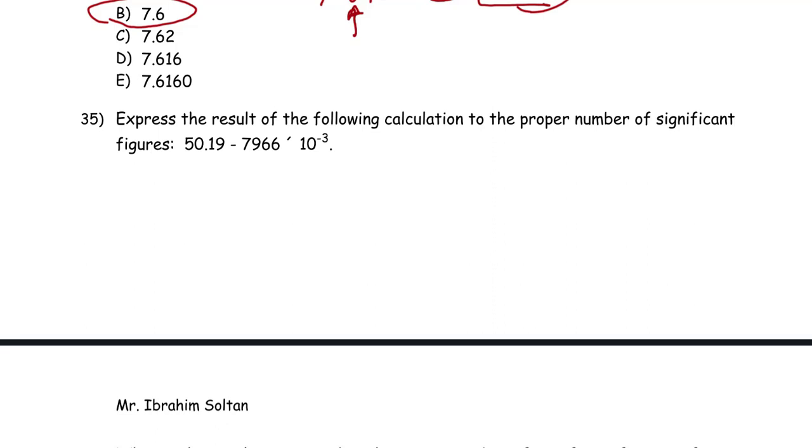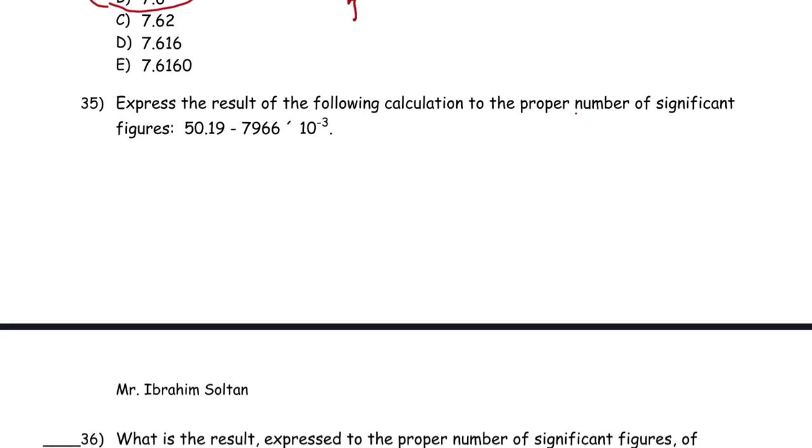Number 35. Express the result of the following calculation to the proper number of significant figures. As you see here, the first number is written as a regular number in decimal places, and the second is written in scientific notation. Let us write it in proper scientific notation.